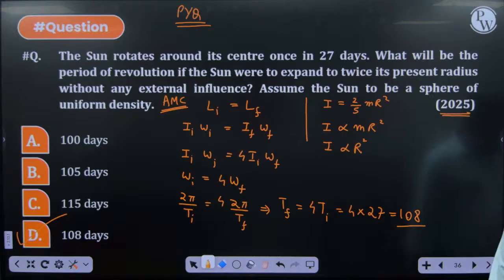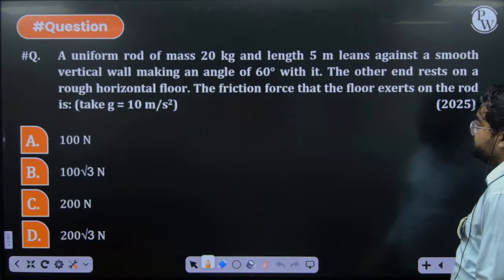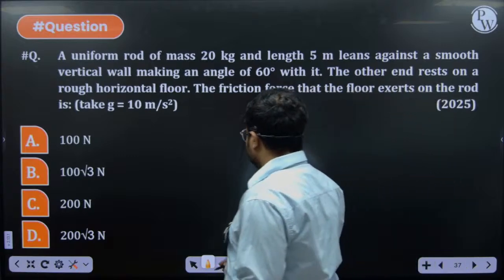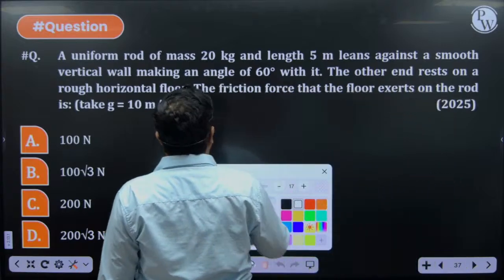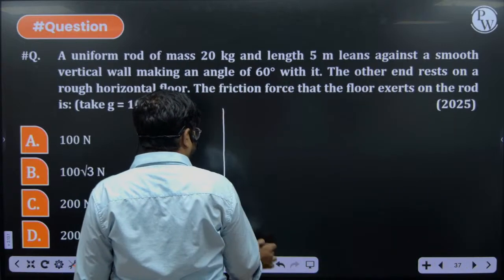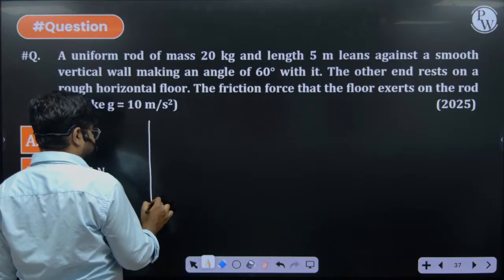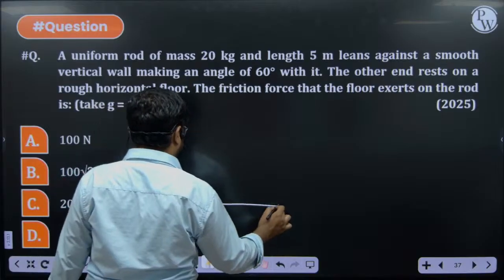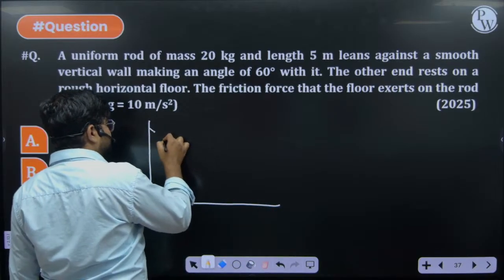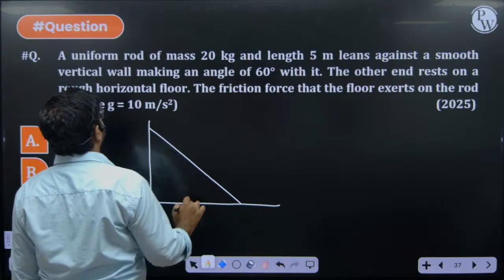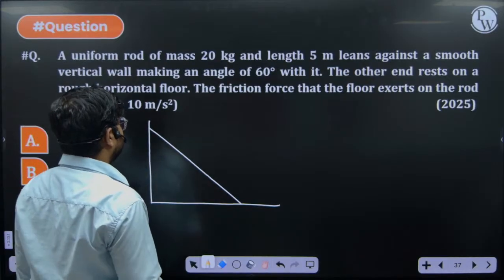Coming to the next question. So this question says that the situation is something like this. So there is a ladder or rod. This is the rod.